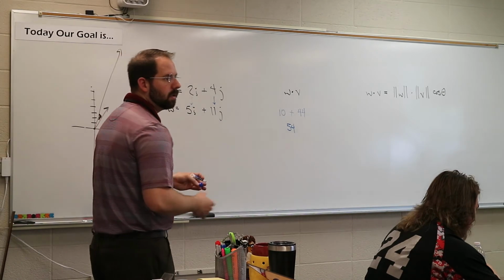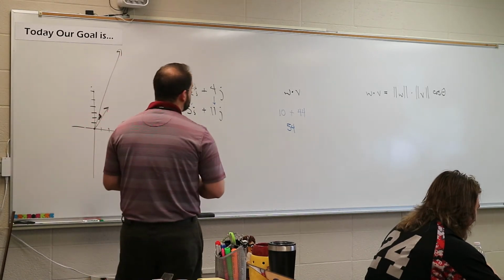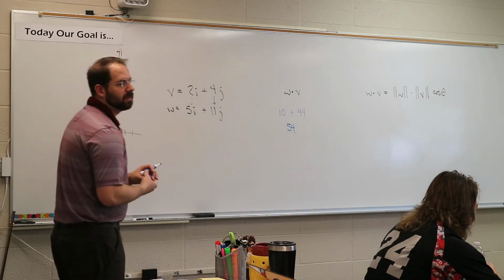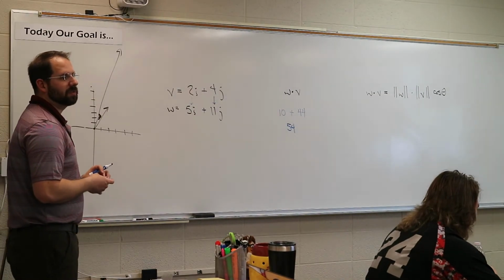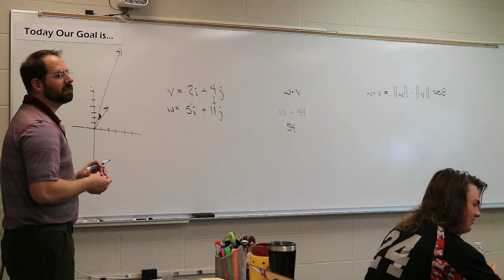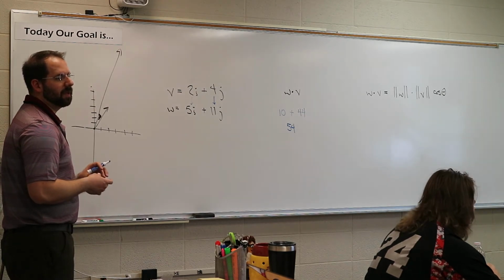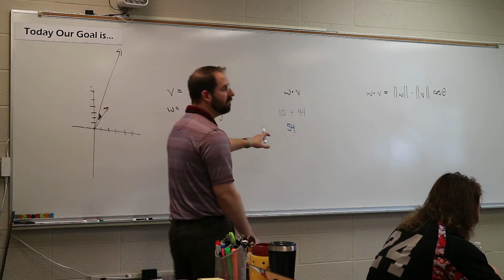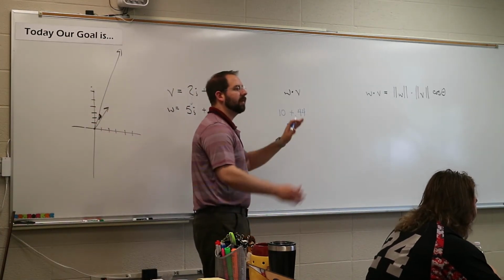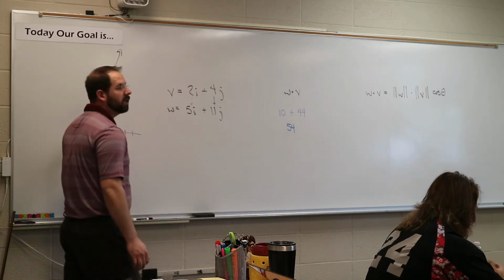Let me write that down. Positive is acute. Negative is obtuse. And 0 is a right angle. What does that mean? That's the angle in between. So this number, since it's positive, means my angle in between them is going to be acute.